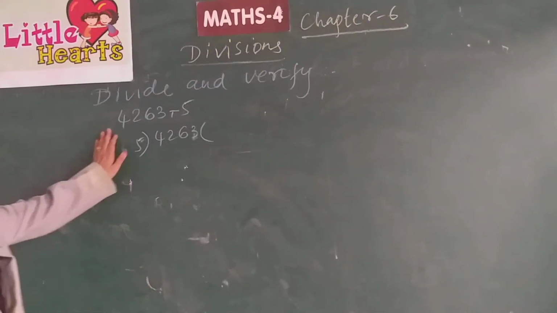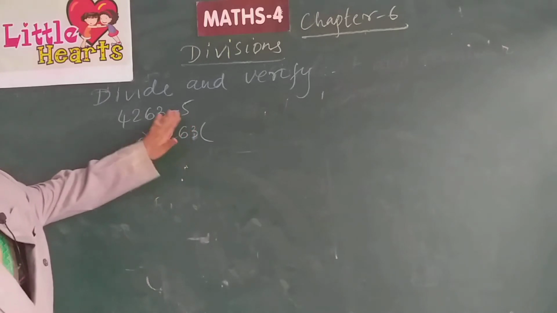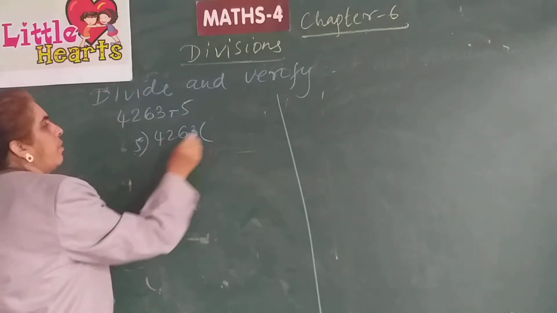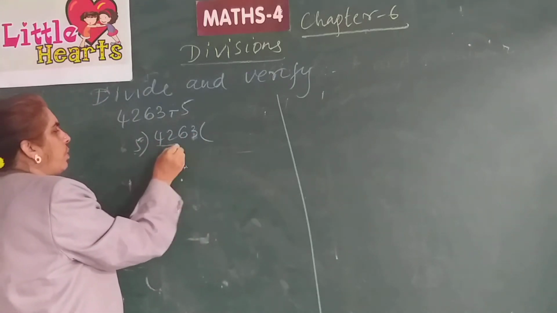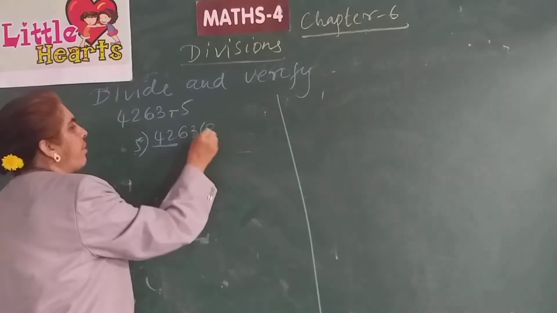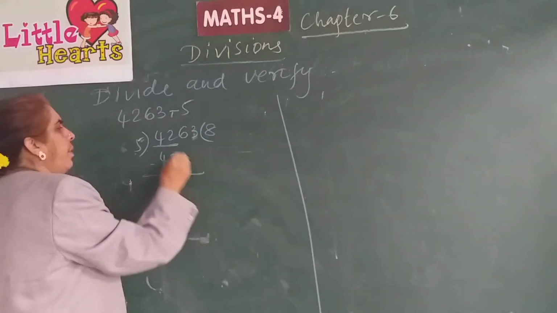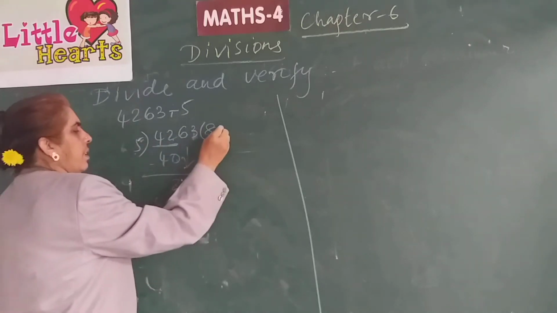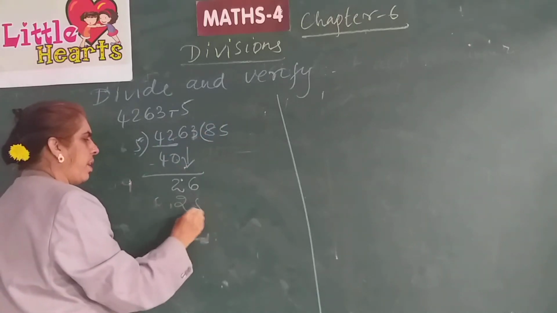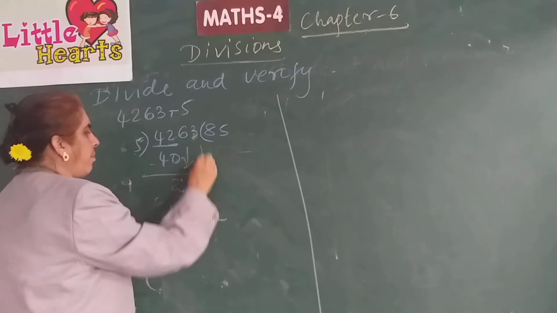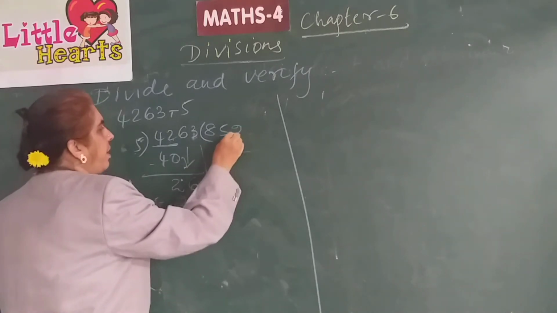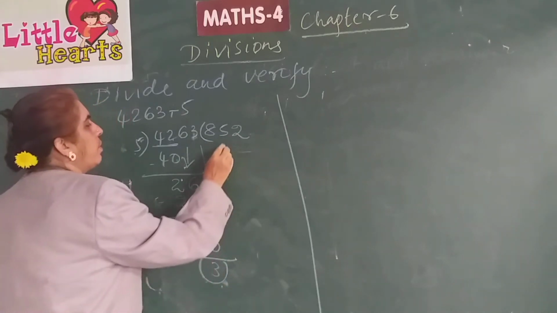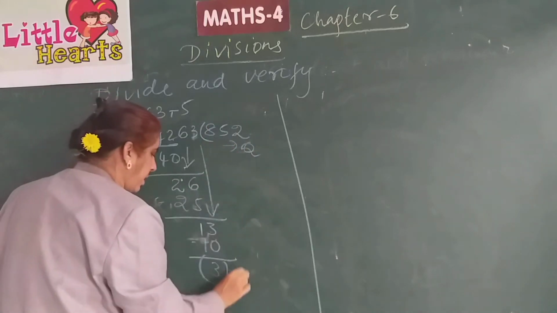Yes, children, division of a 4-digit number by a 1-digit number. Divide and verify. First we shall divide. 4 is less than 5, so take 2 digits, 42. 5 8s are 40. 42 minus 40 is 2 and bring down 6. 5 5s are 25. 26 minus 25 is 1, bring down 3. 5 2s are 10. 13 minus 10 is 3. So this is the quotient and this is the remainder.